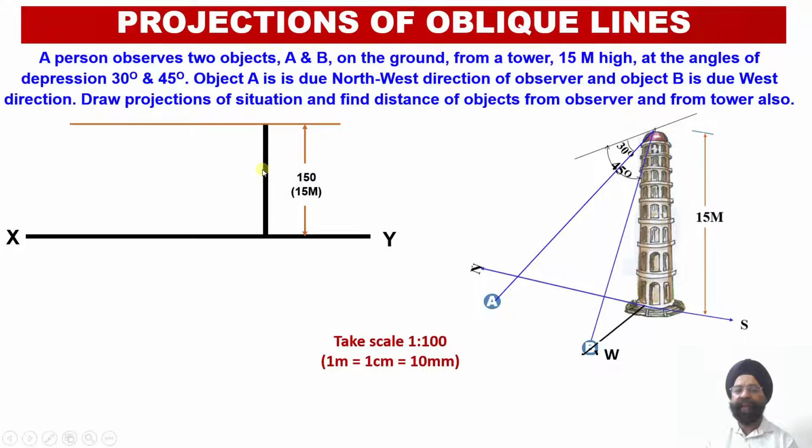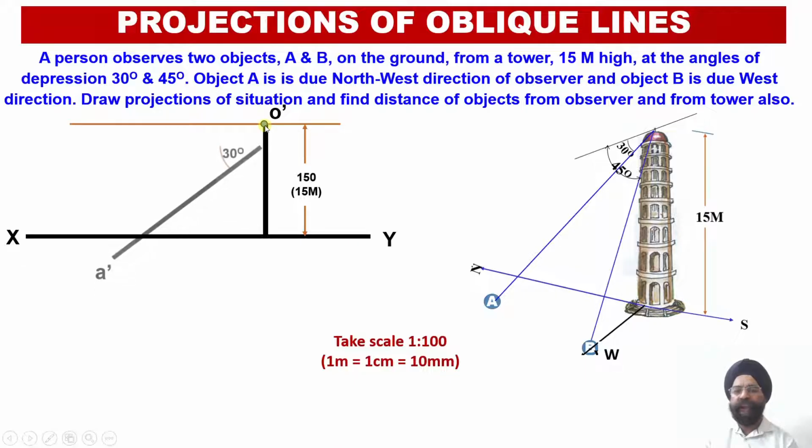So this is our tower, right? This tower height is equal to 15 meters or 150 millimeters. At the top of the tower, we can see over here, the observer is situated. Since the observer is located at the top of the tower, the front view projection O dash will be obtained on the top of the tower over here.